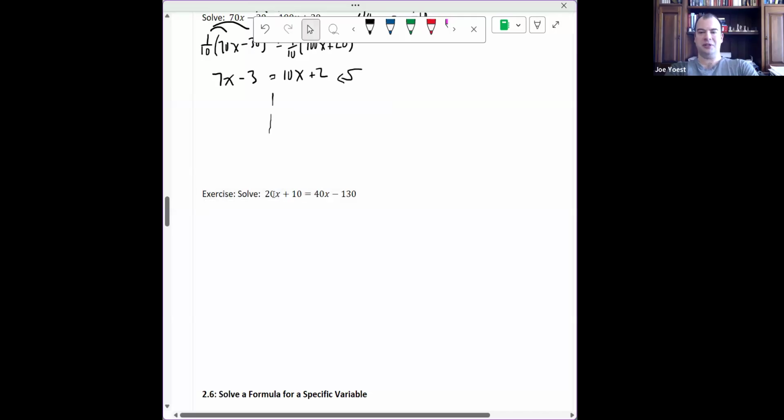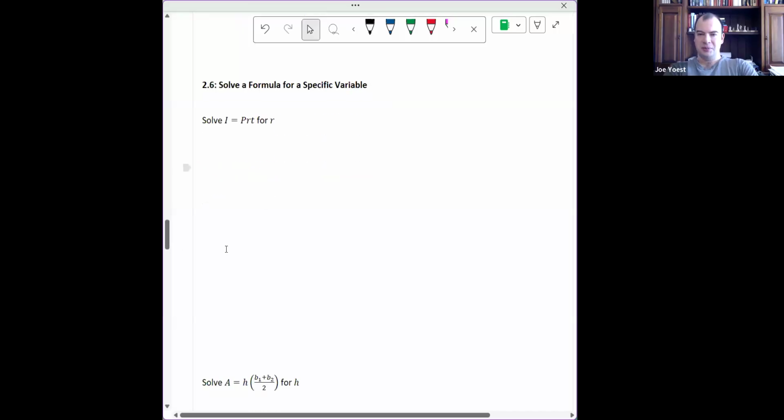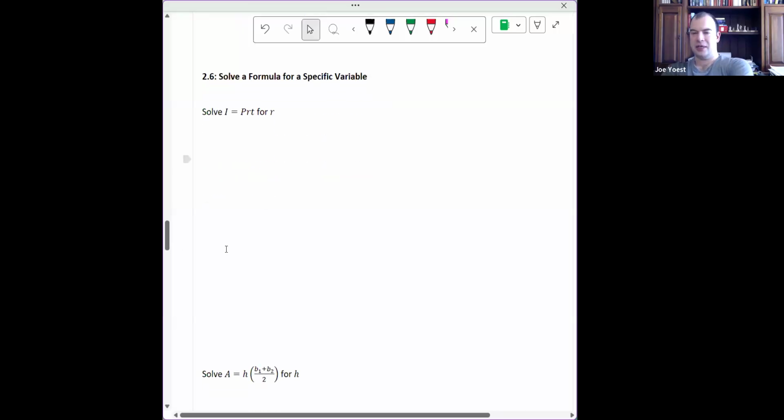And again, we'll skip over this exercise. This had a similar structure. We could divide a 10 out of both sides and simplify things. Okay, so jumping forward to section 2.6 now, solving a formula for a specific variable. These kind of problems look a lot harder than they actually are.